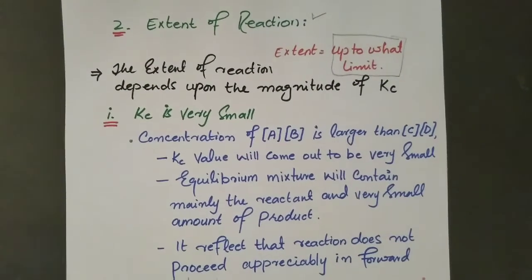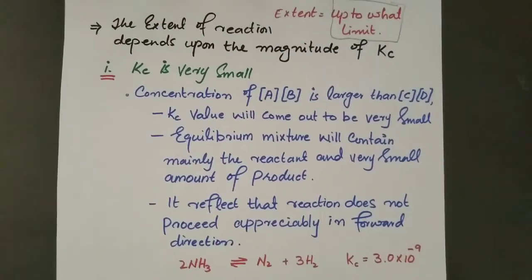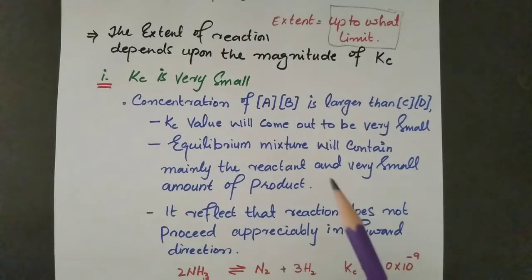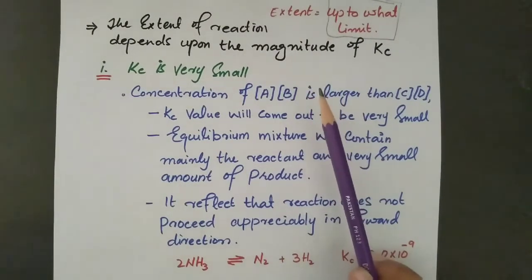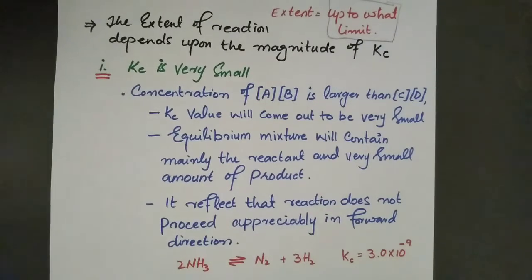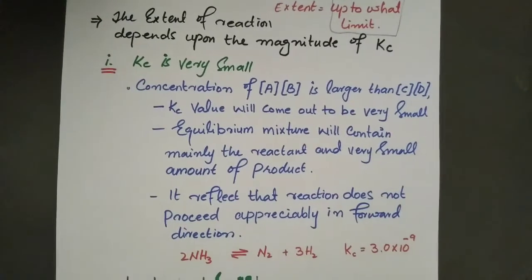So the extent of the reaction can also be known with the help of the Kc value. There are also three cases in this case as well. If the Kc value is very small, if the Kc value is very large, or the Kc value is nearby to 1, neither very small nor very large. We are going to discuss these cases one by one.